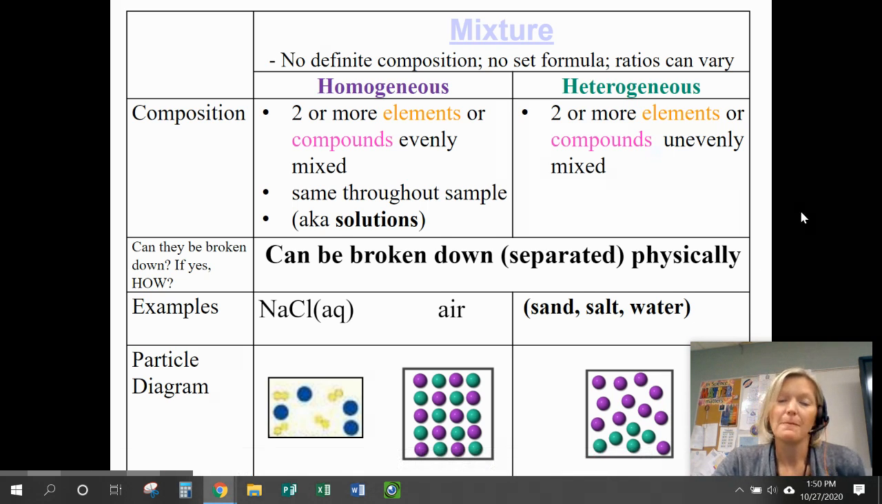These are mixtures. Now, a mixture doesn't have a definite composition, no set formula. Ratios can vary. It's very different than something that's pure. A mixture is going to have more than one thing there. We have two different types.